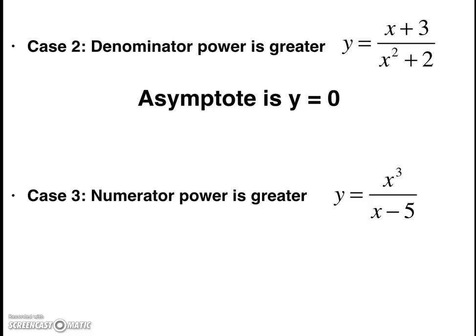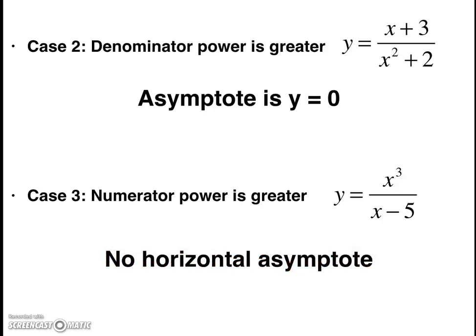And then the final case where the numerator power is greater, so x cubed over x minus 5. It doesn't matter how much greater it is. If the power on the top is greater, we are going to have no horizontal asymptote.